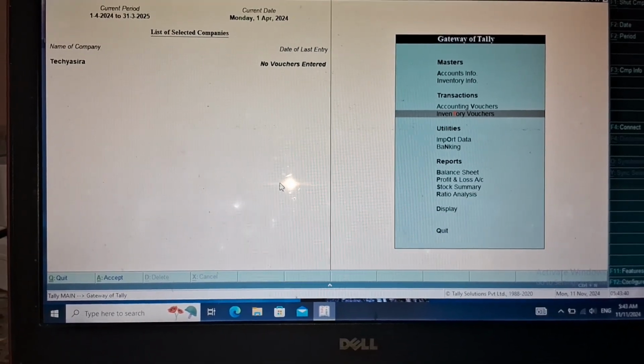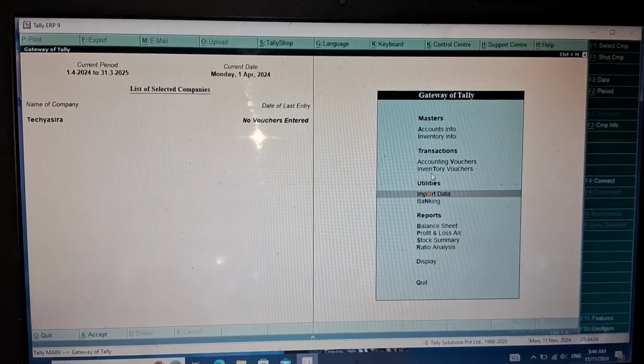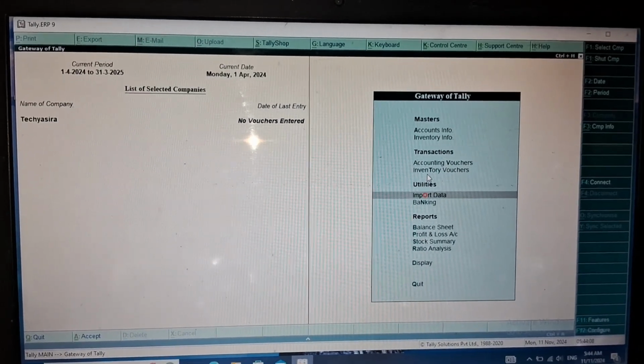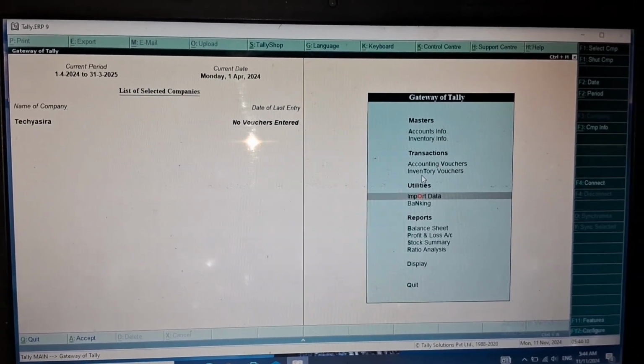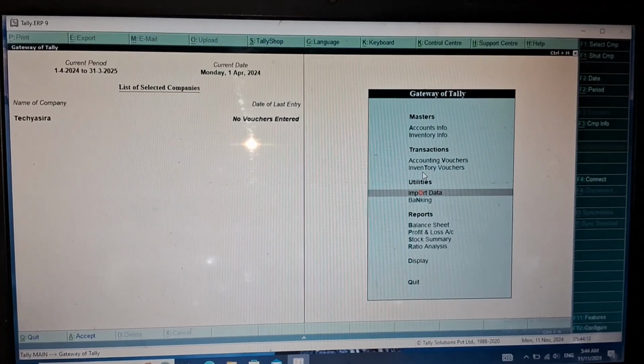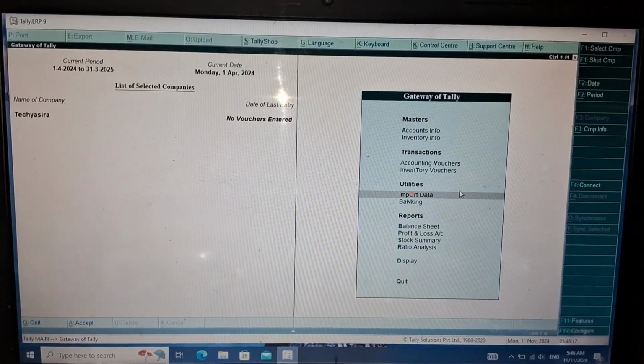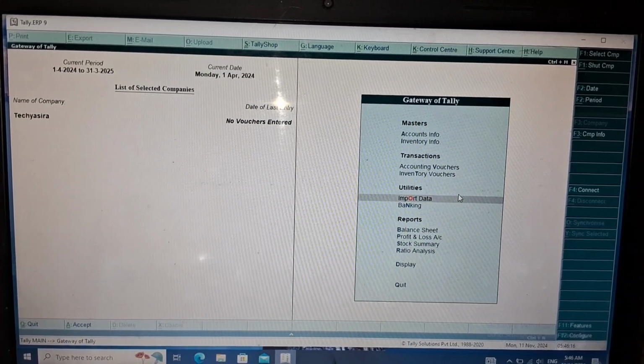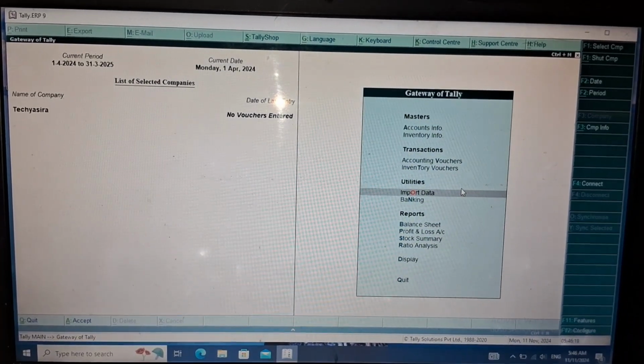Now we will come to the Utilities. In Utilities, the first one is Import Data. What does this mean? You must know this: import means to take, and data means information. So what is import data?